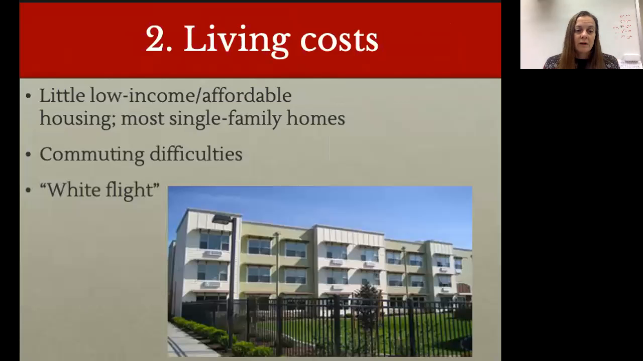The second major reason for urban sprawl is living costs. Generally speaking, suburbs are much less expensive than cities. The suburbs generally tend to be single family homes. They are not your low income affordable housing.